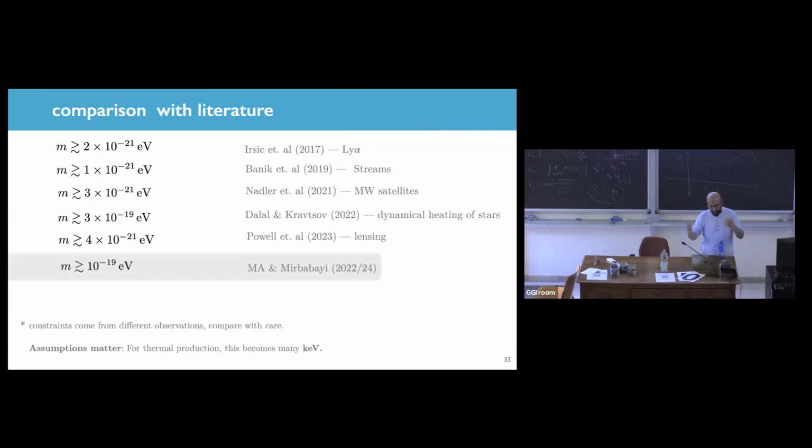Not all these observations come in with the same systematics and assumptions, so you shouldn't compare them. They're not apples to apples comparisons. But roughly, the bound for this type of dark matter is at least comparable to the bounds that exist in the literature for the mass of dark matter particles.